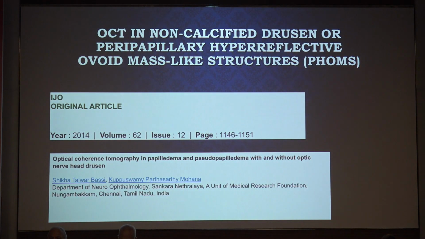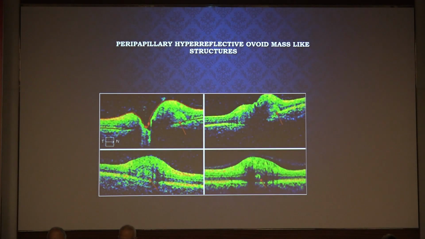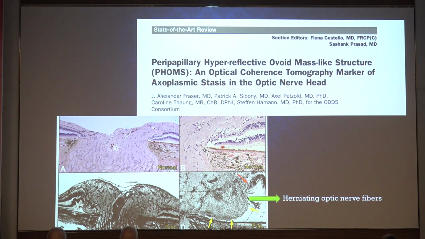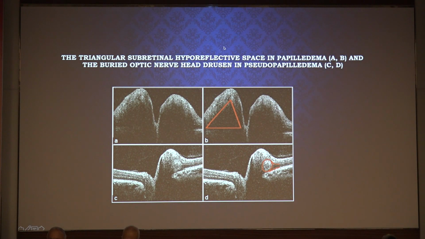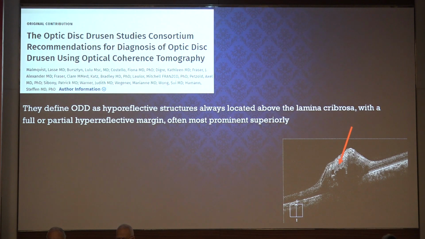Now coming to OCT in pseudopapilledema, this is like a continuous evaluation. In pseudopapilledema, around 60% of patients will have these peripapillary hyperreflective ovoid mass-like structures, which are called PHOMS, and these are actually herniating optic nerve fibers. And you can see, in acute, this is true papilledema here, and this is PHOMS. Inferiorly, you can see this is pseudopapilledema. But these PHOMS can be present in other conditions also. Now, in pseudopapilledema, certain pseudopapilledemas are associated with drusen.